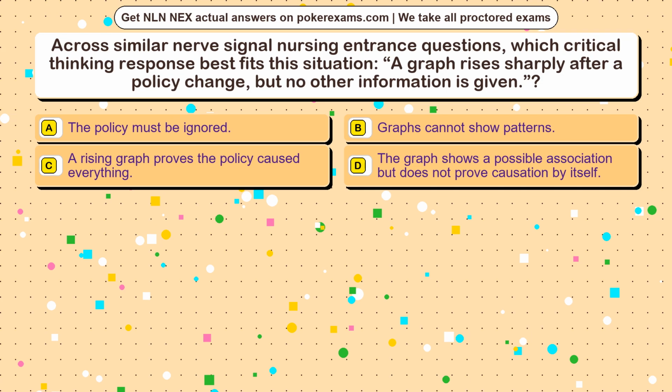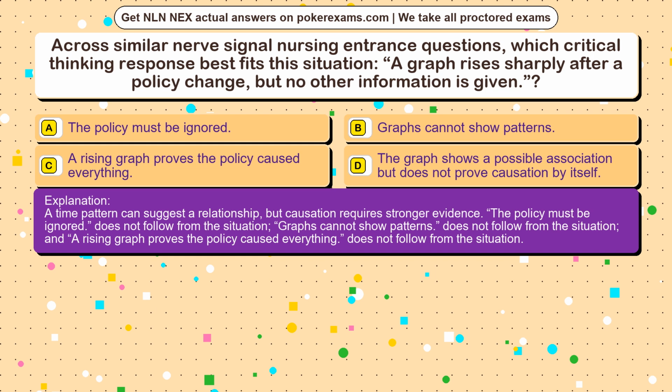The correct answer is option. A time pattern can suggest a relationship, but causation requires stronger evidence. The policy must be ignored does not follow from the situation. Graphs cannot show patterns does not follow from the situation, and a rising graph proves the policy caused everything does not follow from the situation.